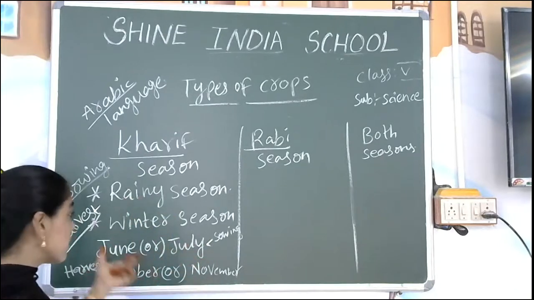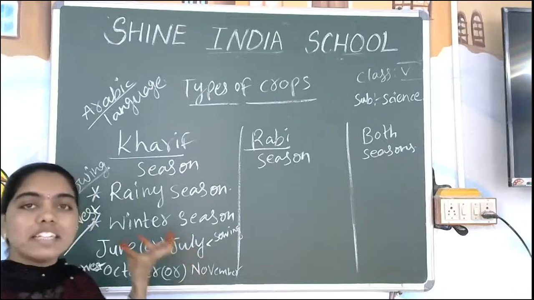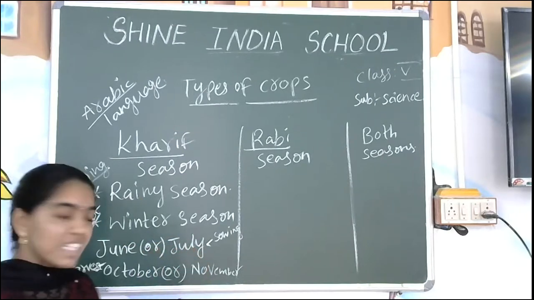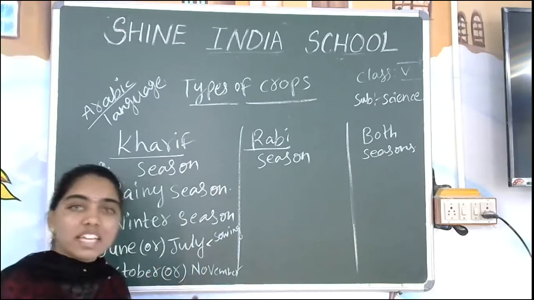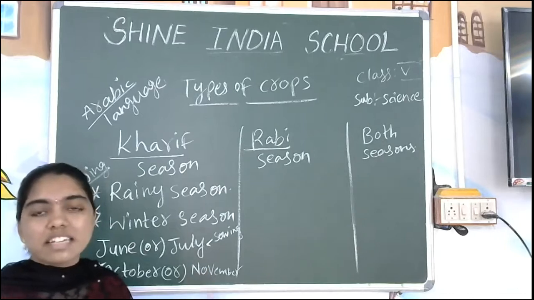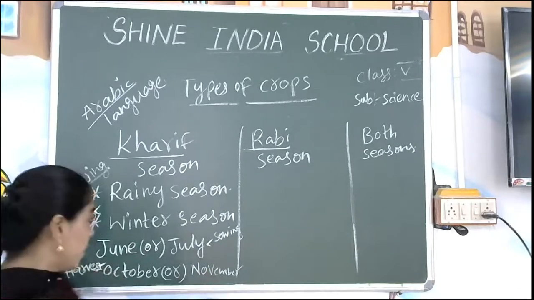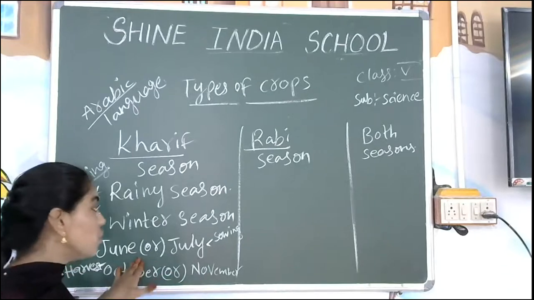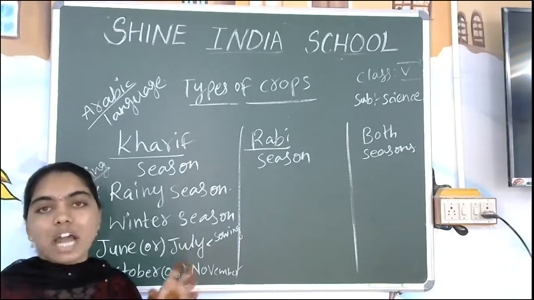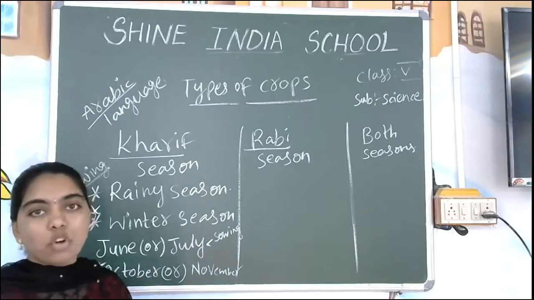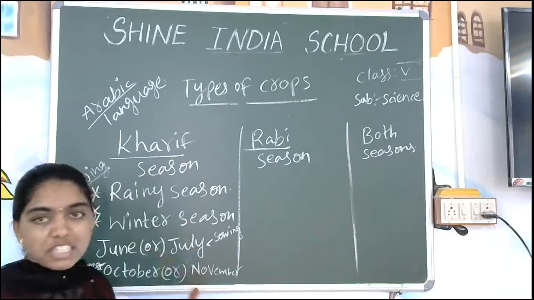When is the rainy season? In June or July, it is the starting season of rains, so it is called the rainy season. In the rainy season, the crops grow, mostly cereals and grains. In June or July, we are going to start a crop, we are going to cultivate a crop. That type of crop is called a Kharif season crop.